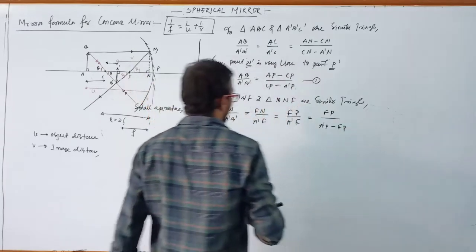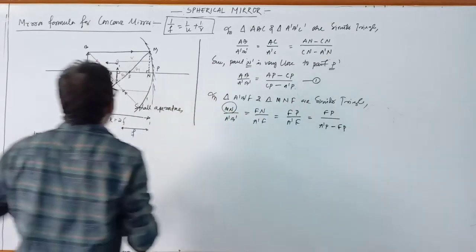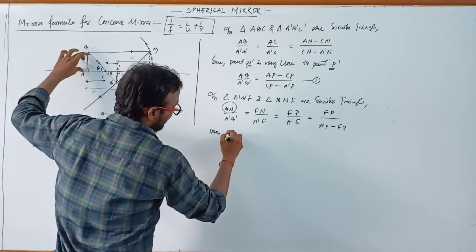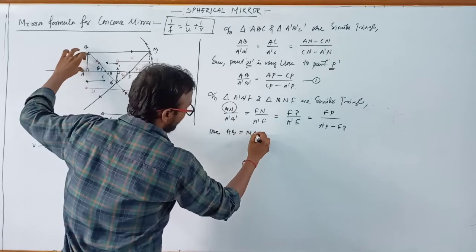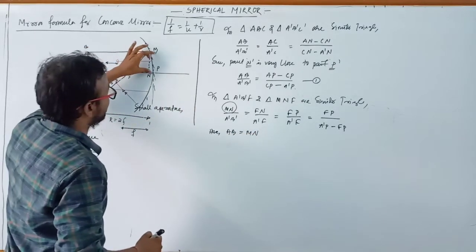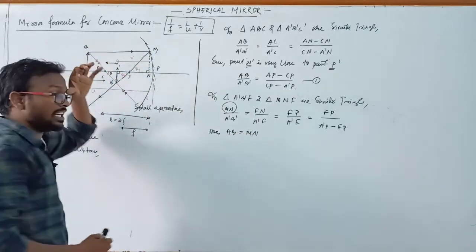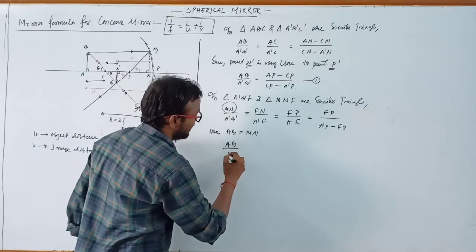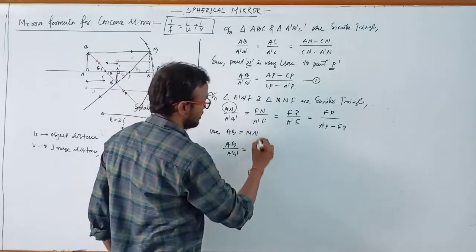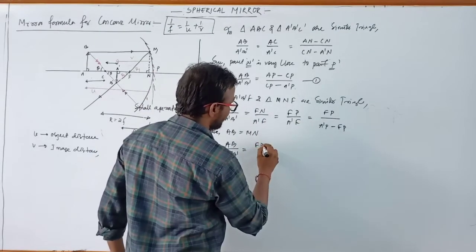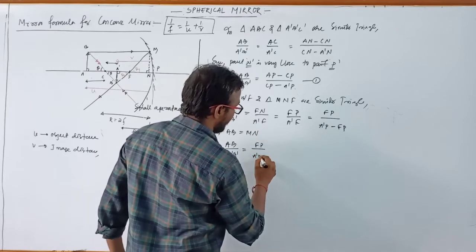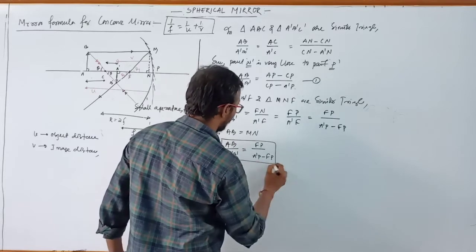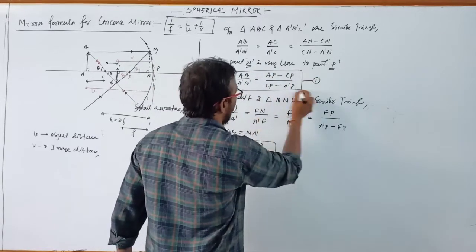What is MN? Here the object distance, AB, is equal to MN. This distance and this distance are equal, because this ray is parallel to the principal axis. So you can write this MN in terms of AB: AB divided by A'B' is equal to FP divided by A'P minus FP. This is the second equation, and this equation is the first equation.